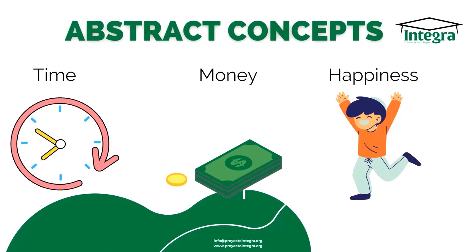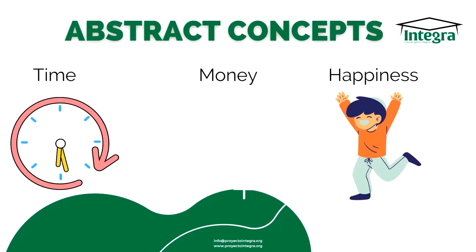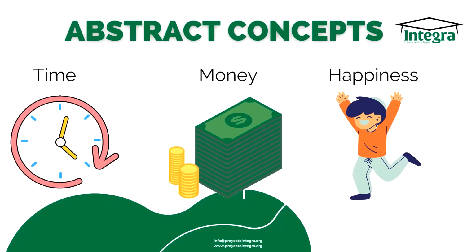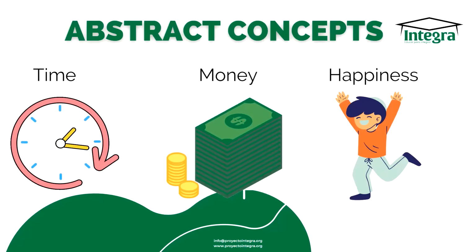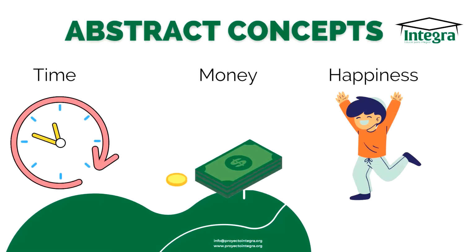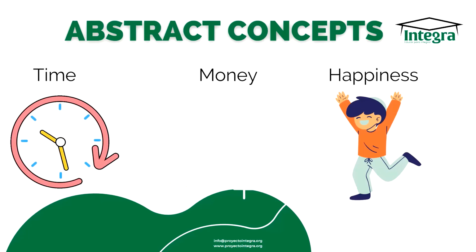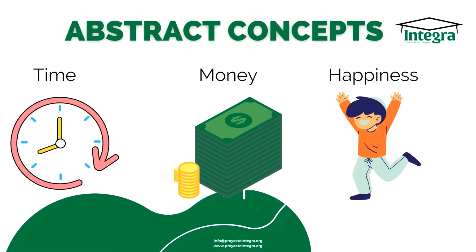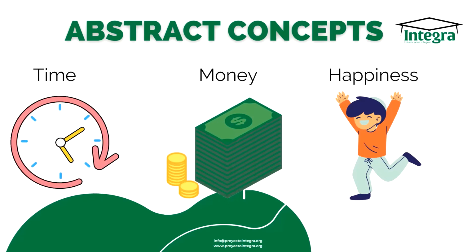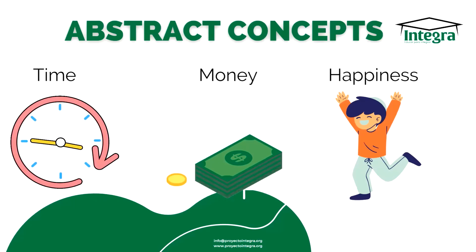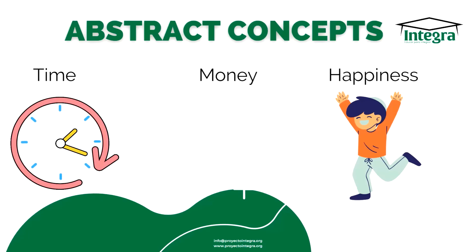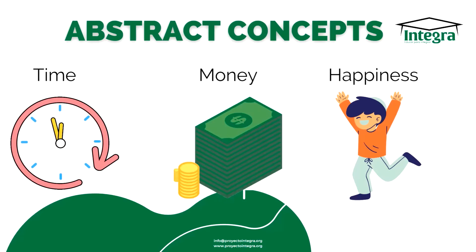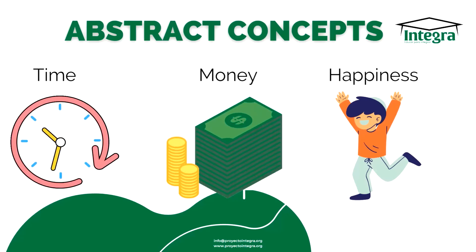We also have abstract concepts like time or money or happiness. We cannot count time, we cannot count money, and we cannot count happiness. It is incorrect to say 1 time, 2 time, 3 time, or 1 money, 2 money, or 3 happiness, 4 happiness. This is not correct. They are abstract concepts.